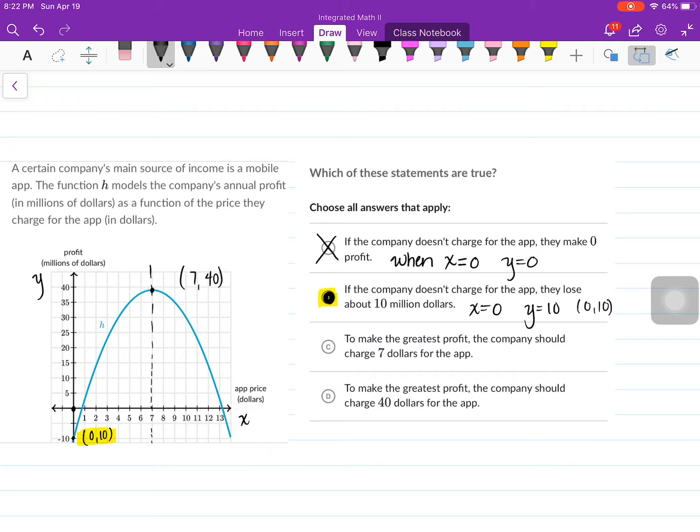In this case, it does. So X has to be equal to 7, and this one here is true as well. And I'll go ahead and highlight that in pink.